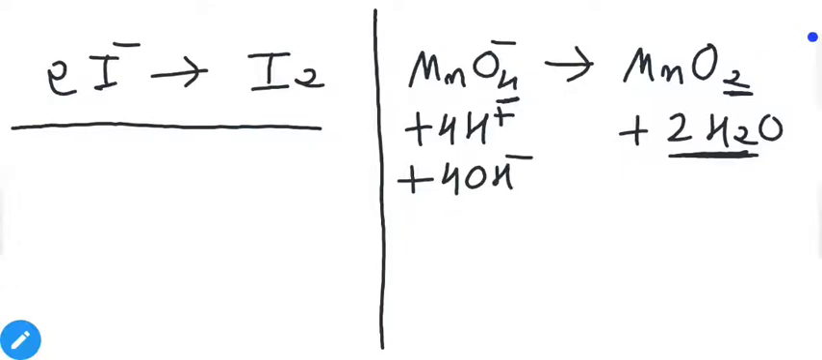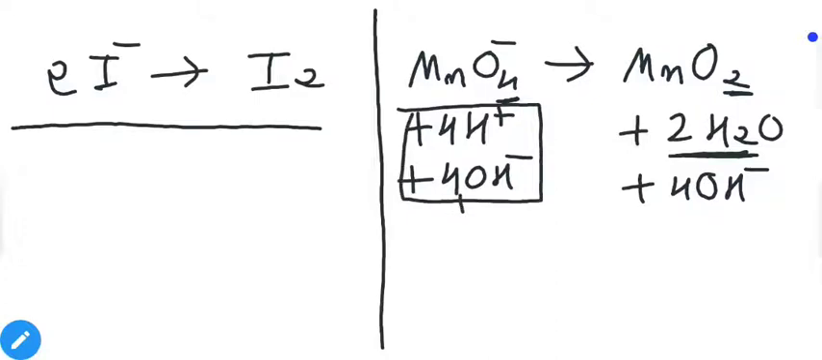Now if we add 4 OH minus on one side, then we have to add them on the other side as well, because in basic medium we add OH minus on both sides. We added H plus on only one side, but OH minus will be added on both sides. Now an equal number of H plus and OH minus will turn into water molecules. That means 4H plus and 4OH minus will turn into 4 water molecules.